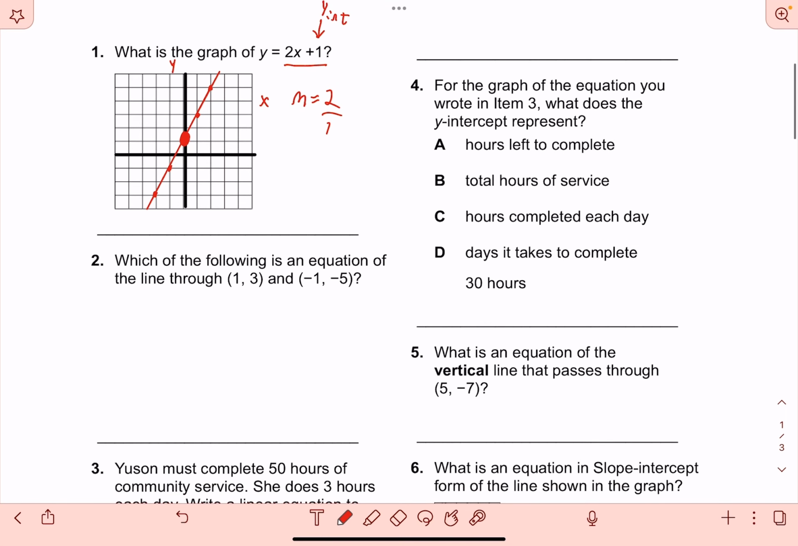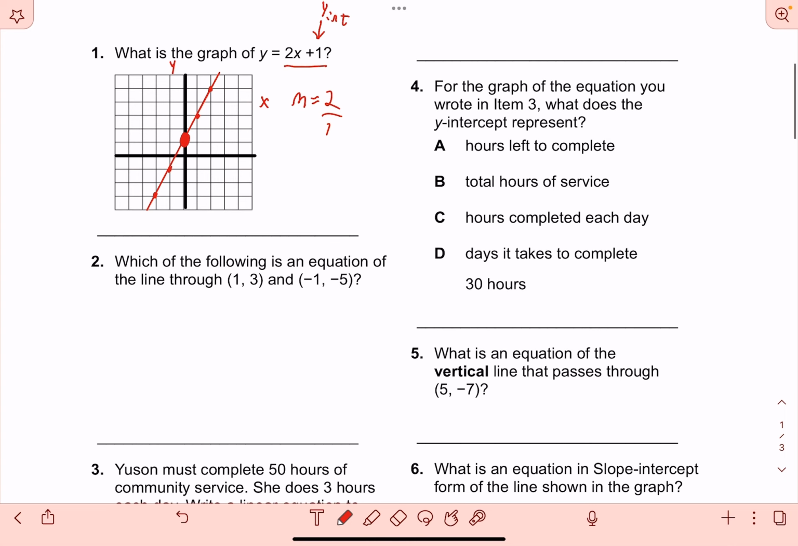It says, which of the following is an equation of the line through those 2 points? Well, we've got to find the equation. The first thing you've got to do is find the slope. The slope is the change in y over the change in x, which is simply negative 5 minus 3 over negative 1 minus 1. That is negative 8 over negative 2, which happens to be 4.